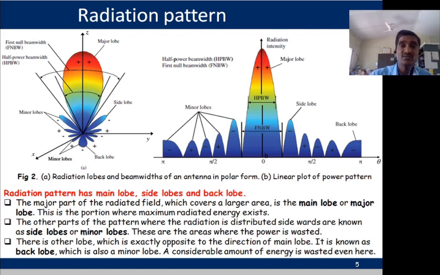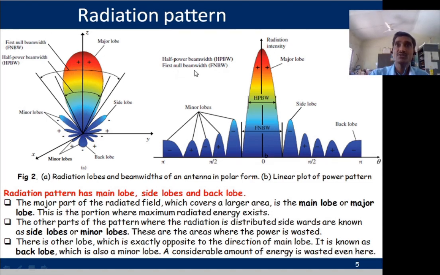Now second is the beamwidths. There are two types of beamwidths. One is the half power beamwidth, also called HPBW, and the second one is the FNBW. So this is the half power beamwidth and this is the FNBW, that is the full null beamwidth.